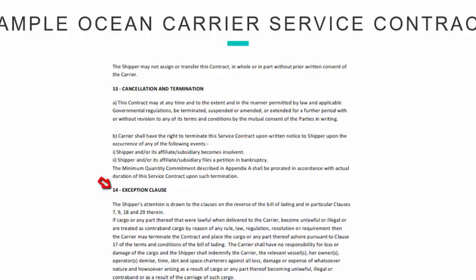14. This is a little bit cloudy, a little bit confusing, but it's easy to clarify. The exception clause. And this makes reference back to the reverse side of the bill of lading that we spoke of previously, specifically clauses 7, 9, 18, and 29. Really what this is saying, without reading into too much legalese, is that if cargo or any part thereof that was legal to ship when delivered to the carrier becomes unlawful or illegal after goods are shipped, any expense related to the recovery of those containers is not going to be on the steamship line.